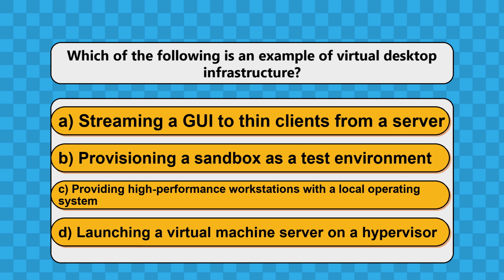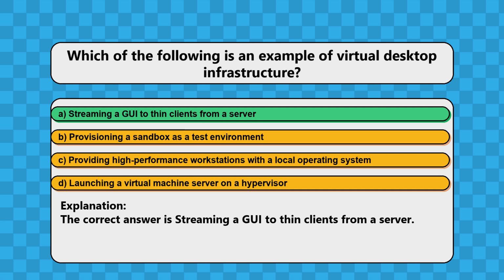Question 20. Which of the following is an example of virtual desktop infrastructure? Option A, streaming a GUI to thin clients from a server. Option B, provisioning a sandbox as a test environment. Option C, providing high-performance workstations with a local operating system. Option D, launching a virtual machine server on a hypervisor. The correct answer is option A, streaming a GUI to thin clients from a server.